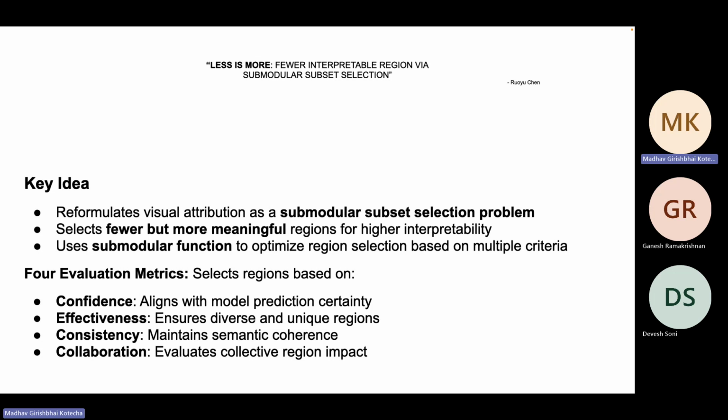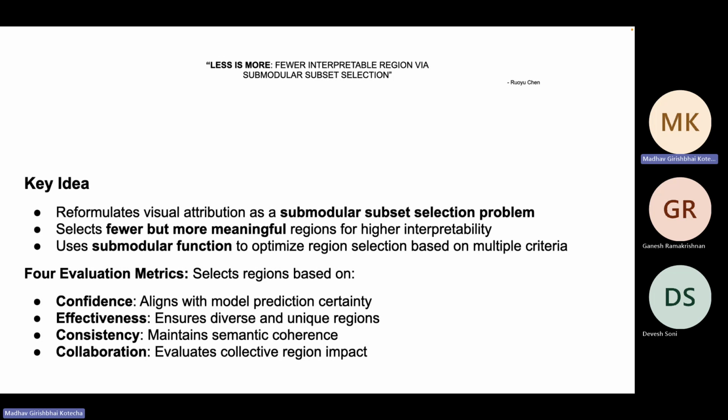ICLR 2024. So the key idea of this paper is that it reformulates the visual attribution problem as a submodular subset selection problem. So the basic idea the paper wants to achieve is that we have to select fewer but more meaningful and impactful regions from those images, which can lead to a correct prediction of that particular class. So it uses the submodular function to optimize region selection, which is based on multiple criteria that we discussed.